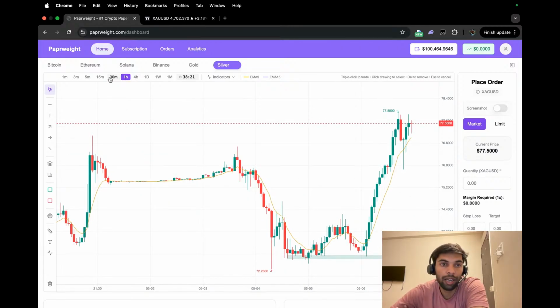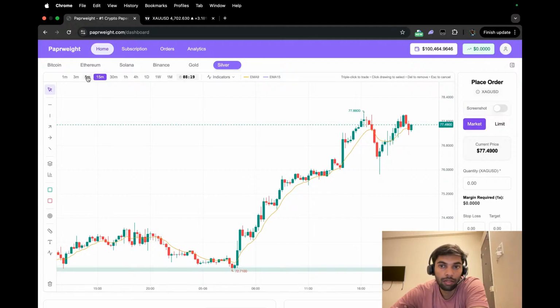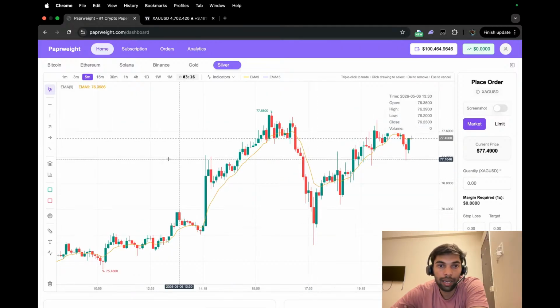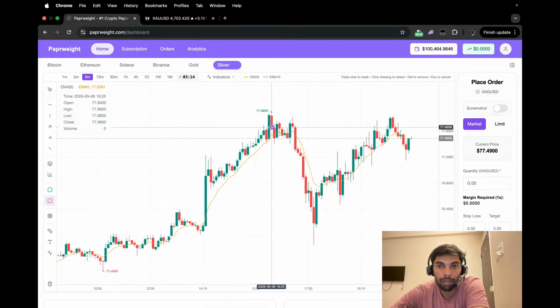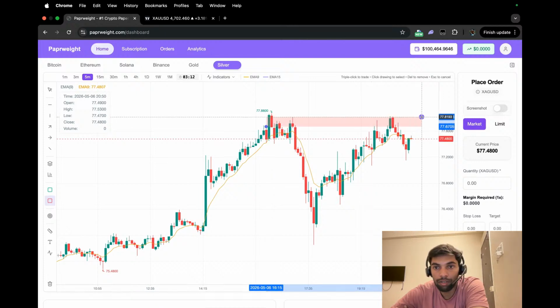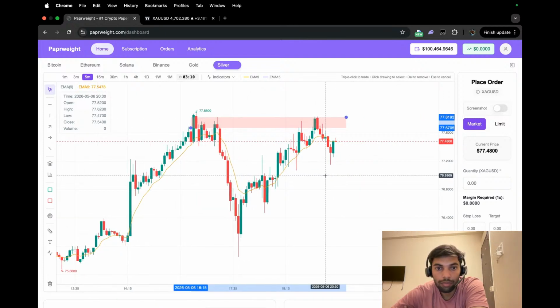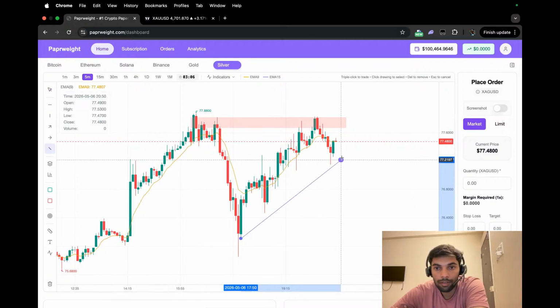Silver is also going in the buying direction, so we just have to find the buying area in the silver again. At the same time we have to be a little bit careful with this area as well. Okay, nice.